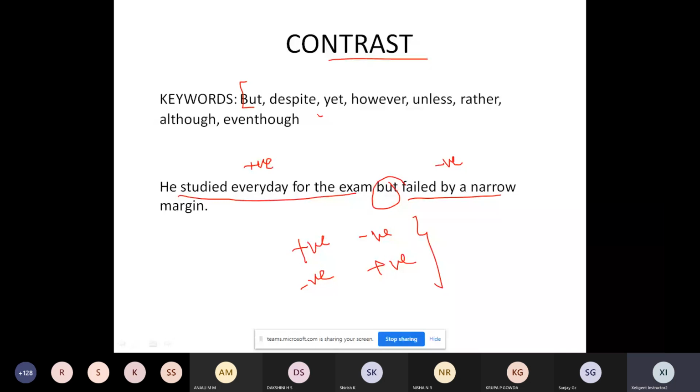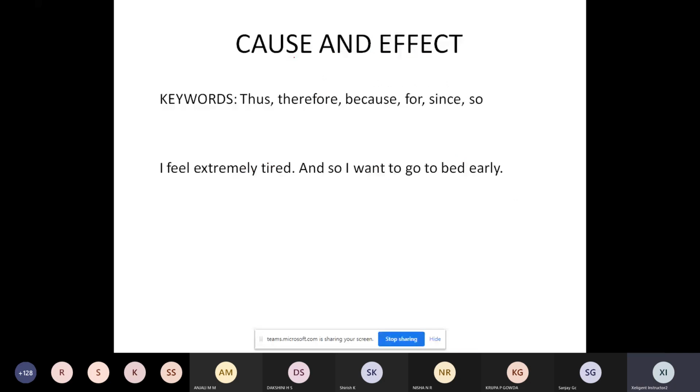Okay, next type, cause and effect. This is an important type and you have the keywords thus, therefore, because, for, since and so. These are the keywords commonly found in cause and effect type of sentence completion. The effect is the result of something which has happened earlier. That is the cause.